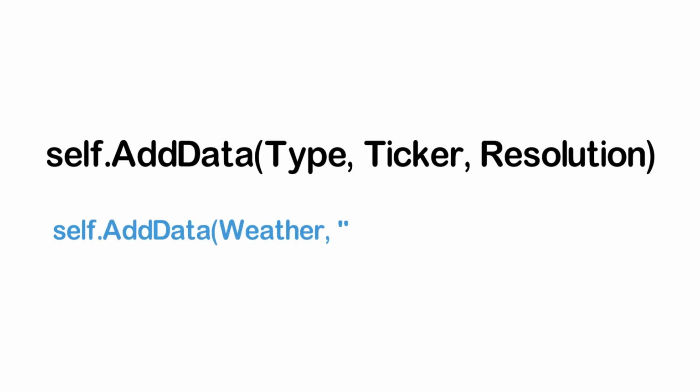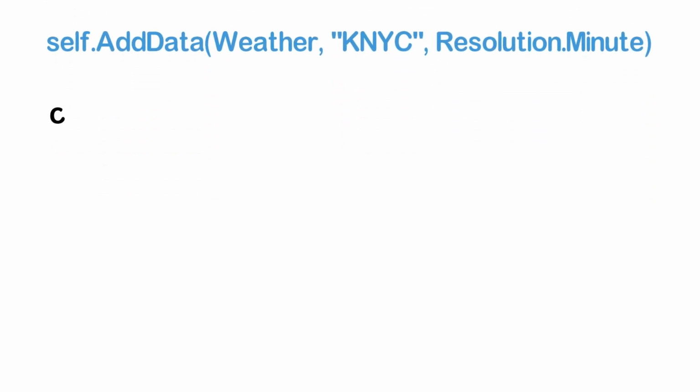The second argument is a string which represents the ticker for that data. And the third argument is a resolution which specifies how often the custom data should be polled. If, for instance, you specify a minutely resolution, the algorithm will check for the new data once a minute. You might be able to see that the AddData method is very similar to the AddEquity method. In fact, they both fundamentally do the same thing. The AddData method is just a little more general.